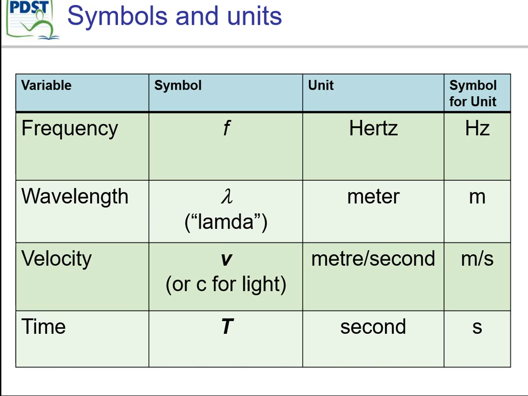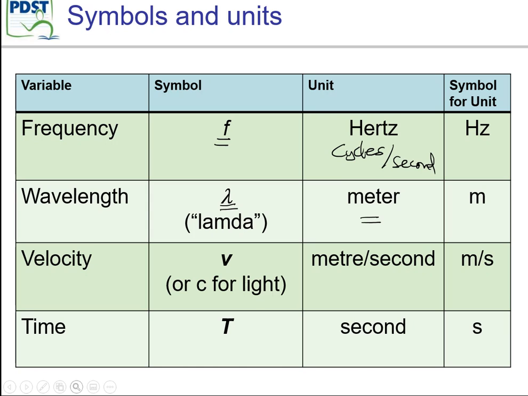Now, there are important symbols when talking about a wave. Frequency is given as f, and the unit is hertz. In short, it is just Hz. So a hertz is cycles per second, like how many cycles per second of time. Here the wavelength has a symbol we call lambda. It's a Greek letter. The unit we use is meters, and the symbol for this unit is m.